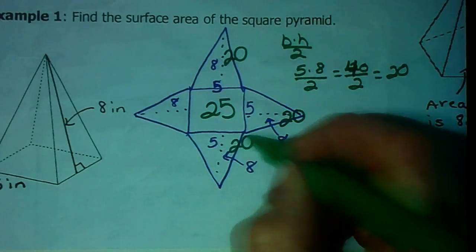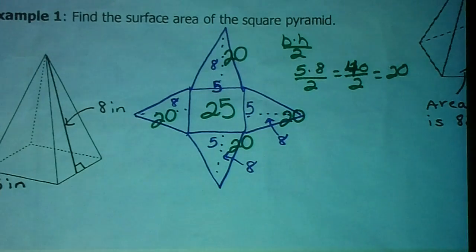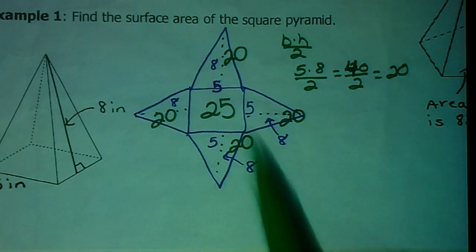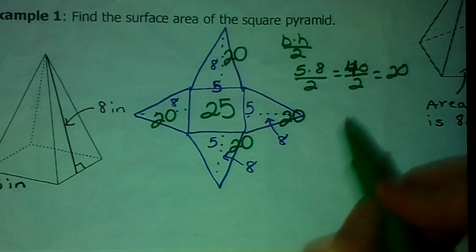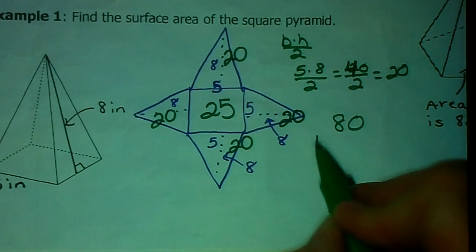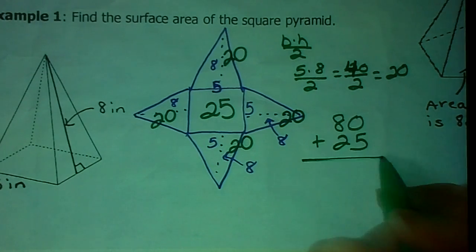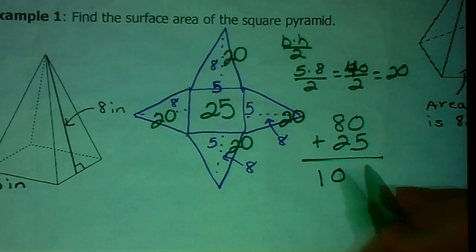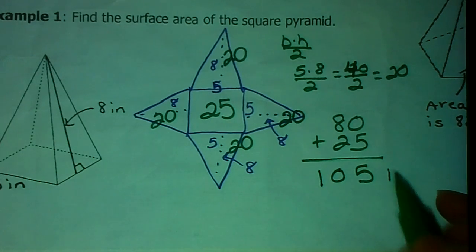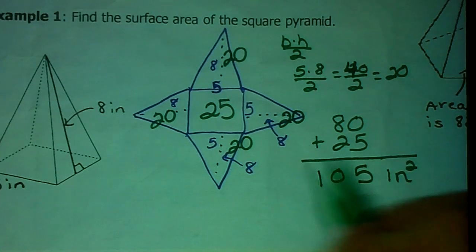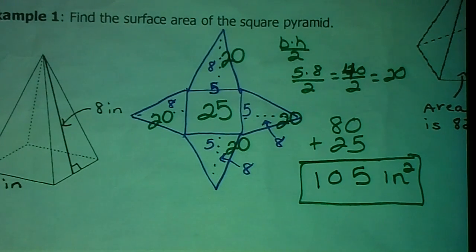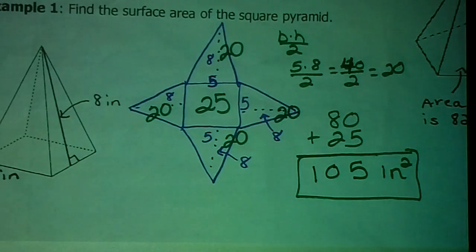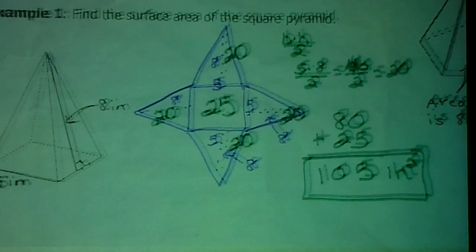And then this becomes one big, huge addition problem. You could do this several ways. You could add them up each individually. You could say that 4 20s makes 80 plus the 25 that's there. When I add these up, I get 105, and I'm dealing with inches squared. So the final answer to that one is 105 square inches. The idea is the same. We're just finding the area of each piece. So that was a square pyramid.